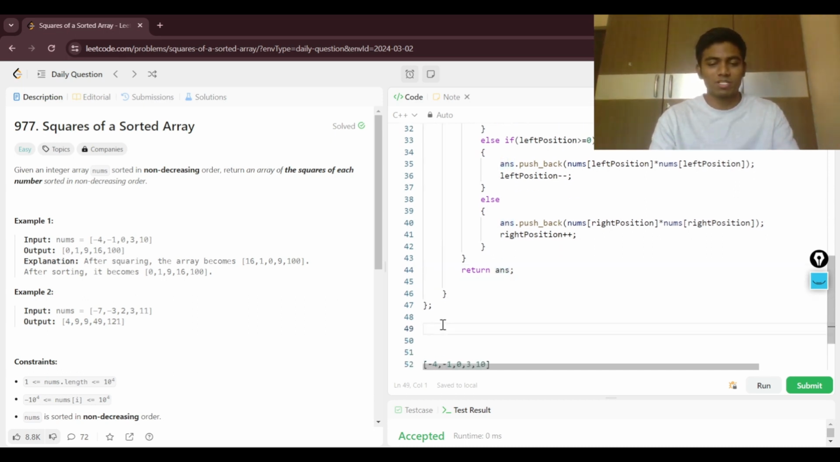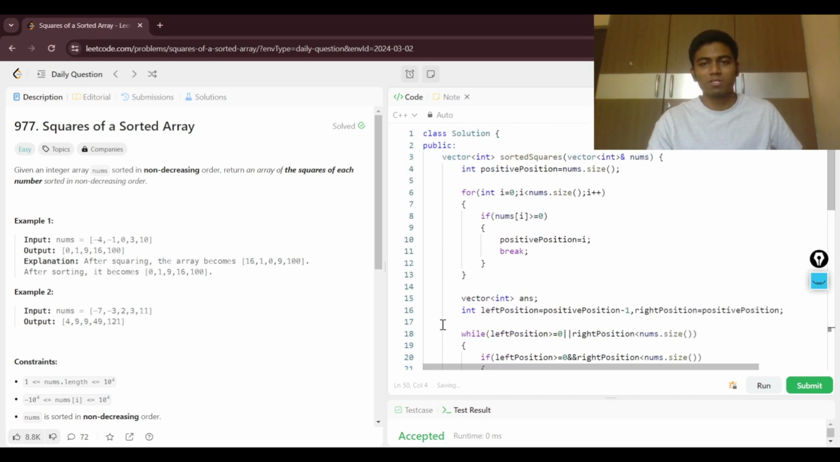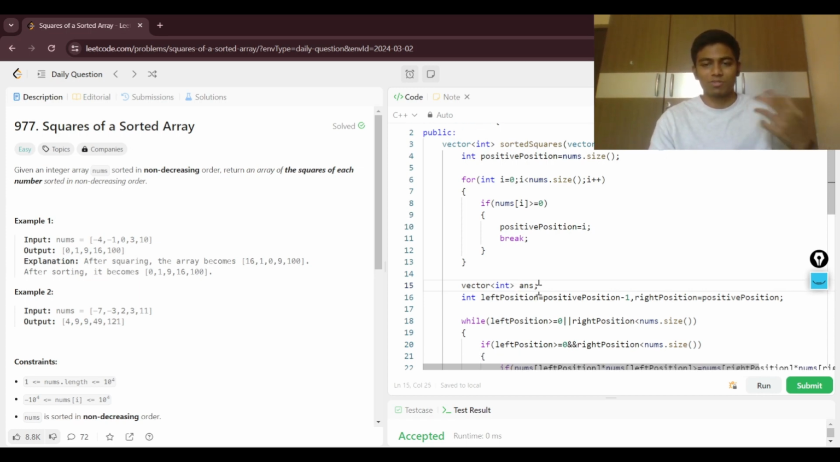So the time complexity is going to be big O of n, and the space complexity is going to be big O of n. Why? Because we are storing this particular vector where we need to return the answer. If we don't count this, we are not using any extra space, and it might become big O of 1. But anyhow, we are using this vector, so we'll say big O of n.